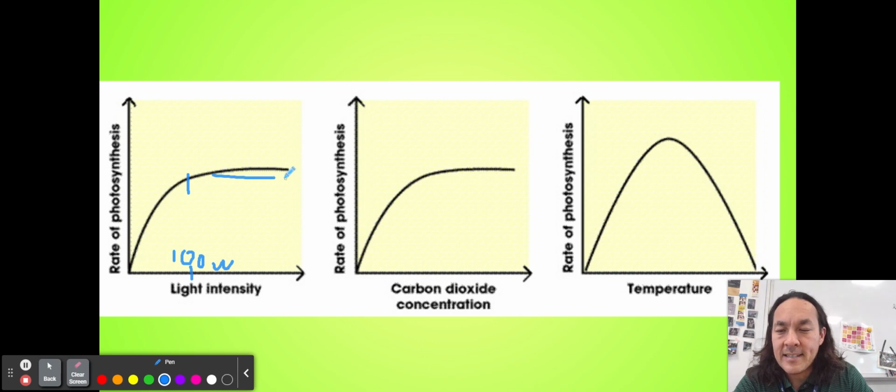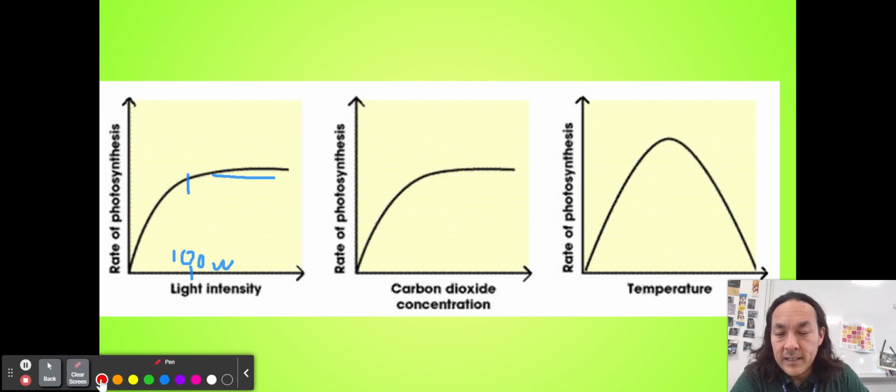Once you get past that, it kind of levels off. And so what is going on there? It means that the light-dependent reactions can only go so fast, right? They would be the limiting factor here, the limiting rate factor. Photosynthesis can't speed up any more than that.